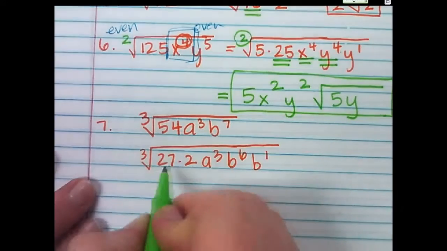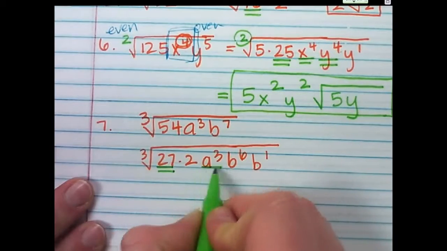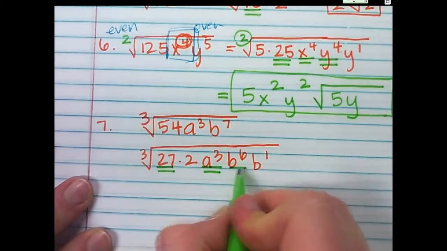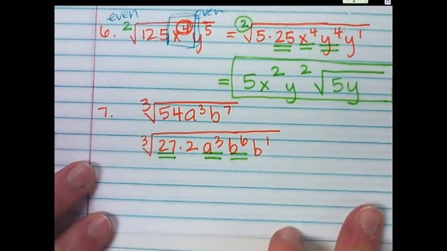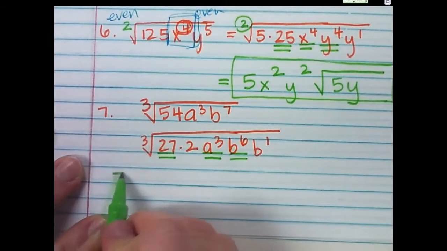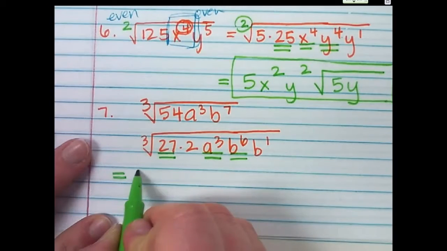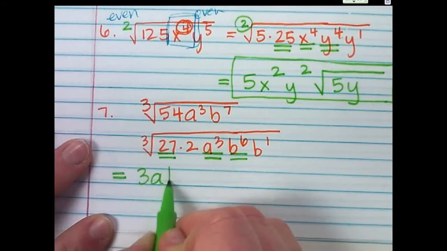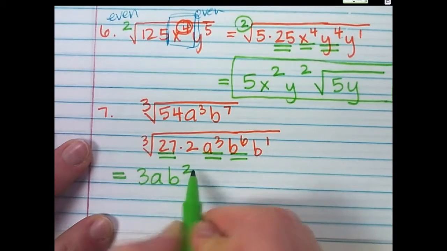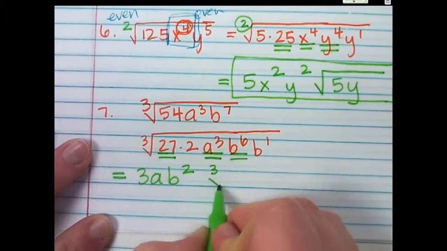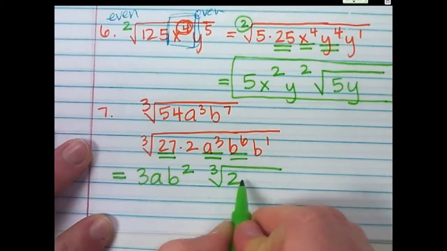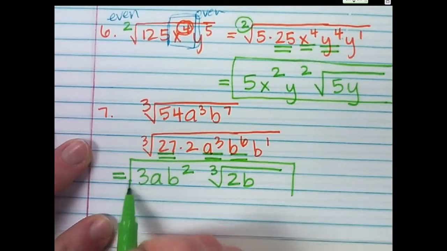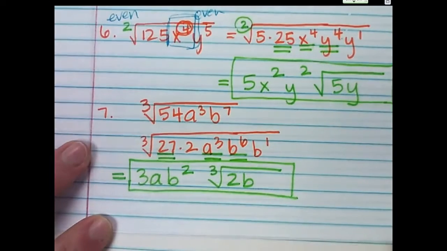So I'll underline again what's going to actually be able to come out. I can take cube root of 27, cube root of a to the 3rd, and cube root of b to the 6th. So what's going to be on the outside? 3, a, b squared, and what's on the inside? 2b. Since we were taking an odd root, a cube root, I don't even have to worry about that special case.